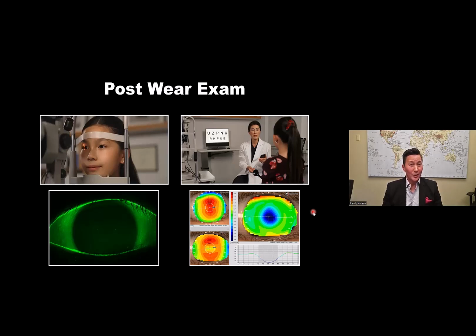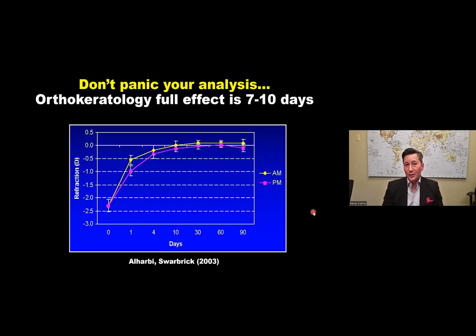Ultimately, we want to get the patient off for topography. We want to know the eye is healthy, of course. We want to know if the vision is improved, but we really want to get to topography because that's how we learn what's happened during that closed eye environment. An important consideration, and one that I didn't heed when I started working with ortho-k, was that full effect is 7 to 10 days. So if we are using our post one night of wear exam to make decisions, we could be rushing to conclusions.